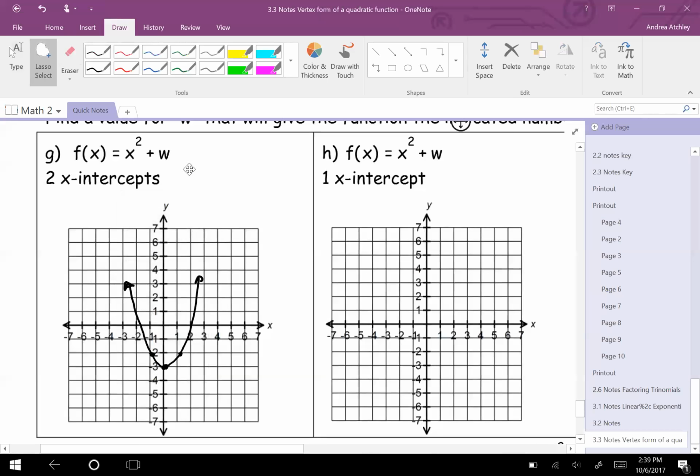So W, in this case we have -3, but any negative value. Any questions over that? Okay, let's do the next one.